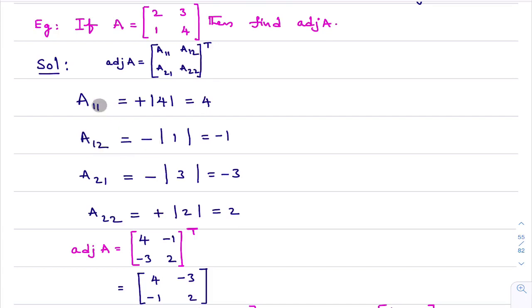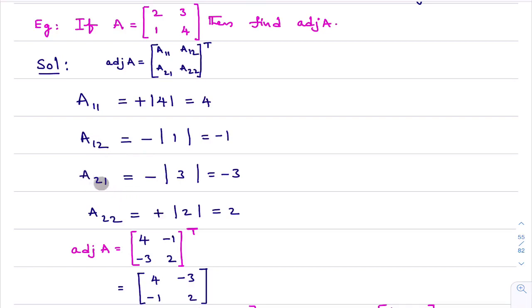Why? Because while calculating, what is the formula for cofactor? Minus 1 whole power i plus j into minor of that element. Minus 1 whole power i plus j. Minus 1 whole power odd number is minus. Minus 1 whole power even number is plus 1. Why to think all those things? Simple thing is, here A12, 1 plus 2 is 3. 3 is odd number. When odd number is there, you write minus.